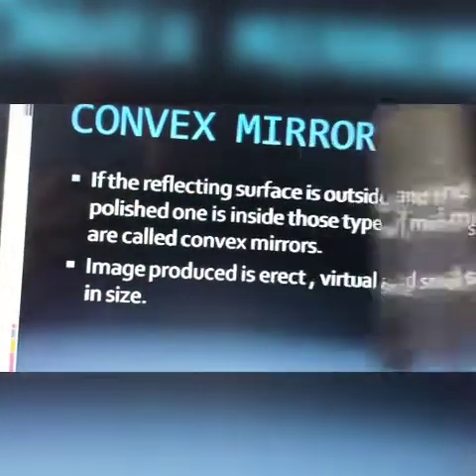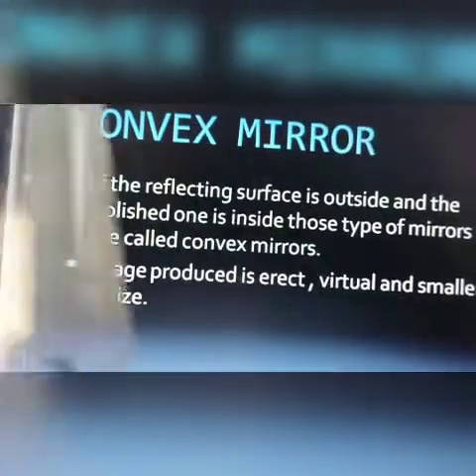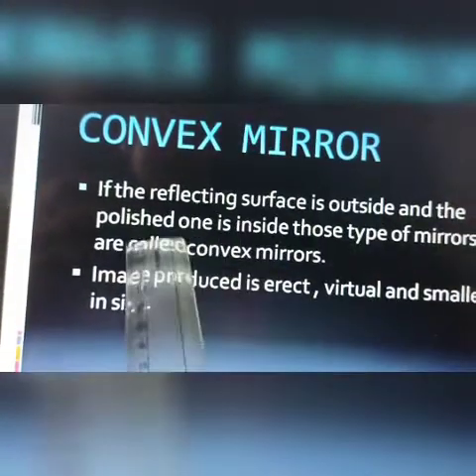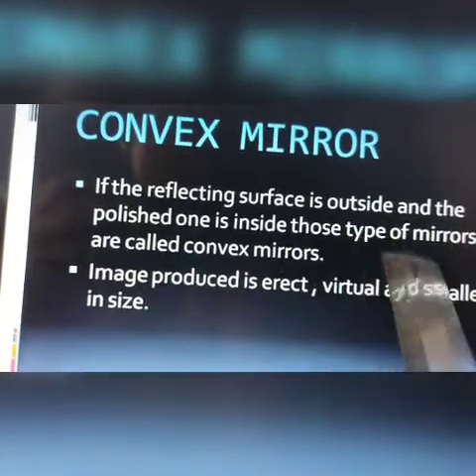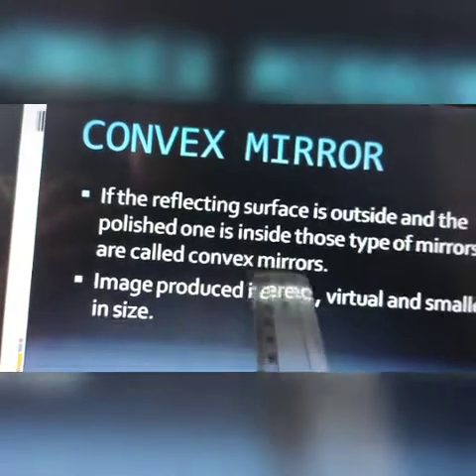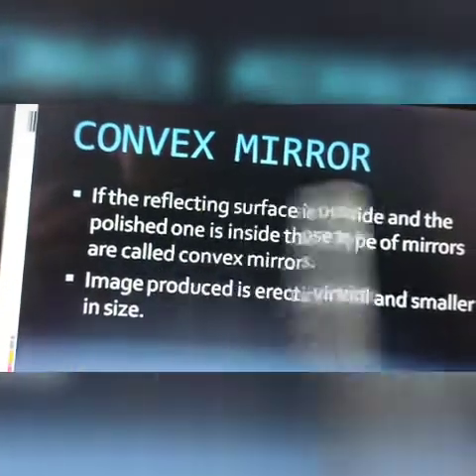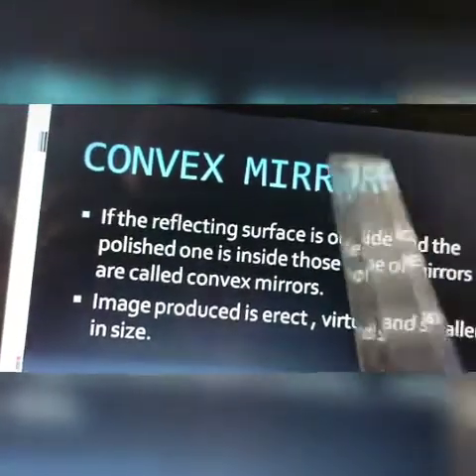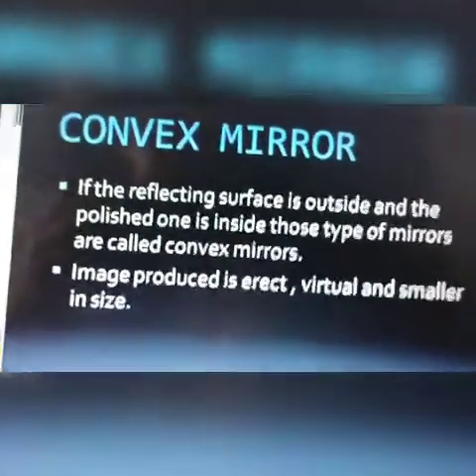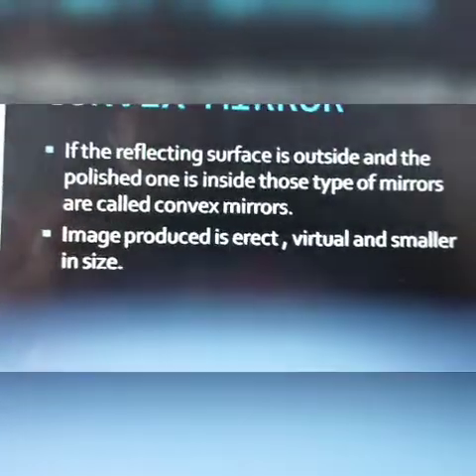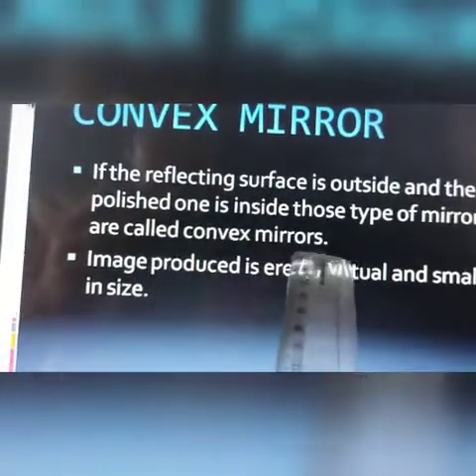Now it's time for the convex mirror. Okay students, if the reflecting surface is outside and the polished one is inside, those types of mirror are called convex mirror. So in a concave mirror, what was that? That was the reflecting surface is inside, but in the convex mirror, the reflecting surface is outside and the polished one is inside, and those mirrors are known as convex mirrors.